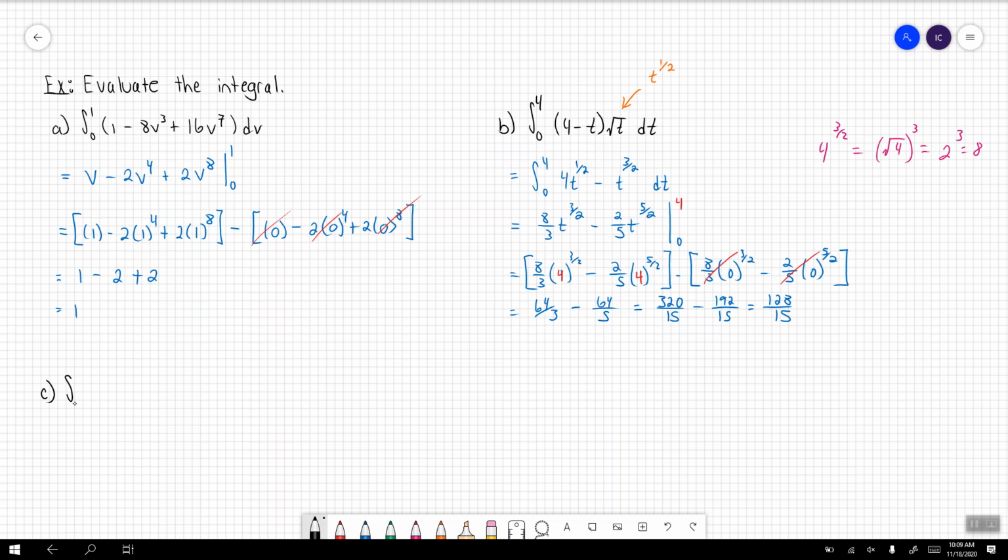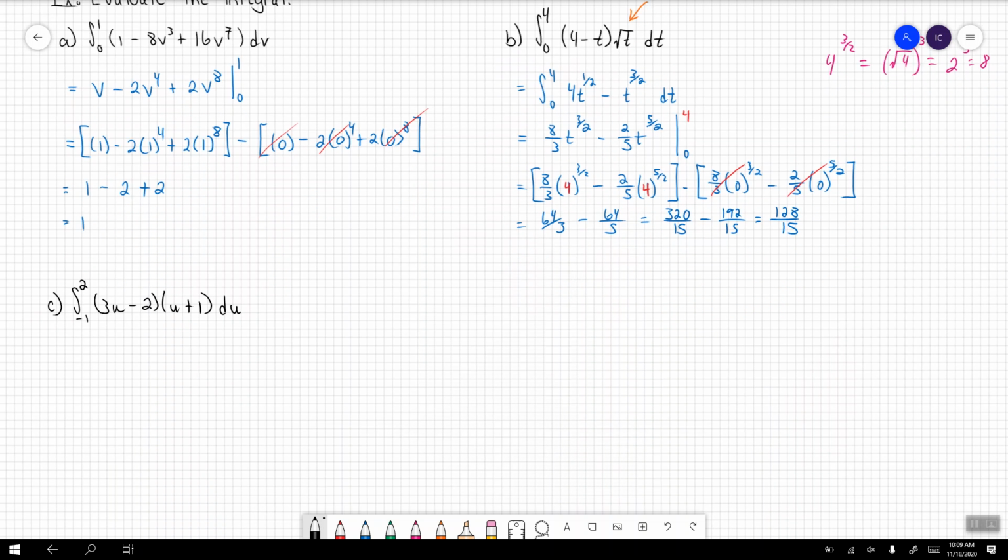Part C, we want to evaluate the integral from -1 to 2 of 3u minus 2 times u plus 1 du. And again, the differentials here let us know with respect to what variable we're going to be integrating. The thing about this antiderivative is we cannot integrate a product of antiderivatives yet. We can do it at a later time, but we need more tools at our disposal to do that.